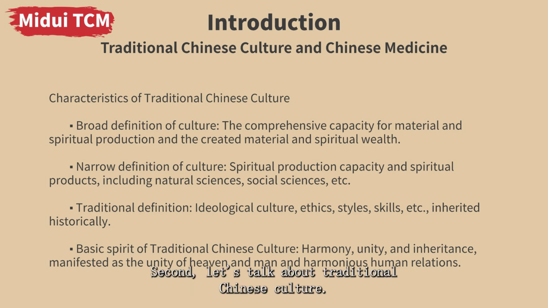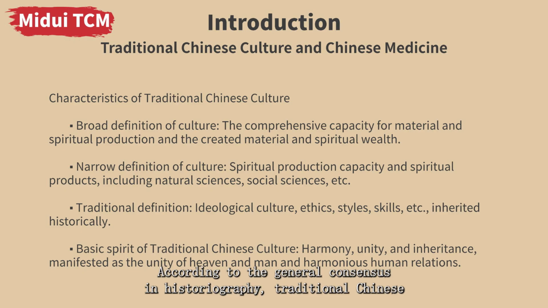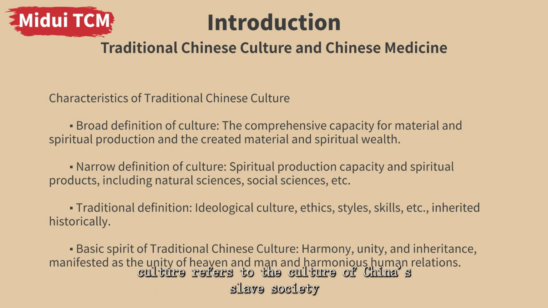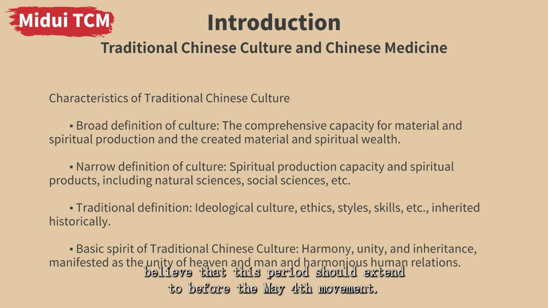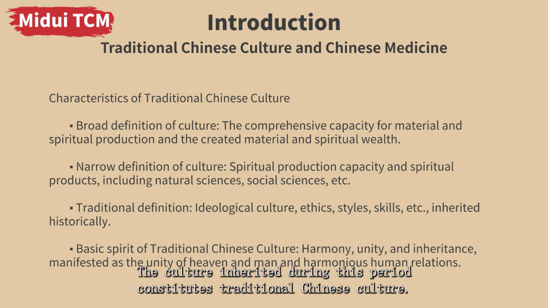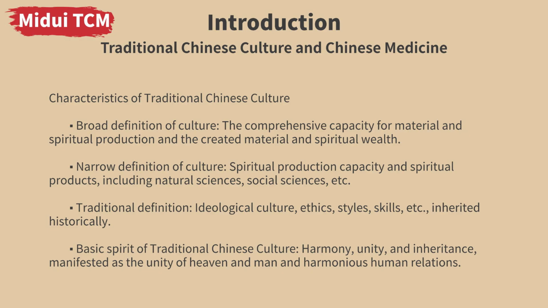Second, let's talk about traditional Chinese culture. According to the general consensus in historiography, traditional Chinese culture refers to the culture of China's slave society and feudal society from the Xia, Shang, and Zhou dynasties to the Opium War. Some scholars believe that this period should extend to before the May 4th movement. The culture inherited during this period constitutes traditional Chinese culture.